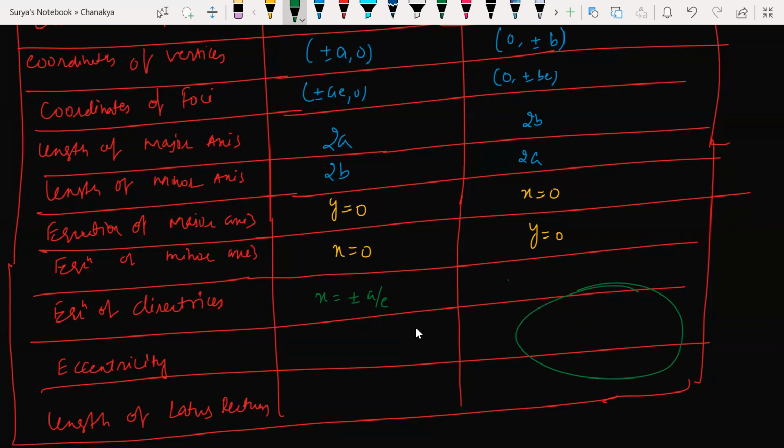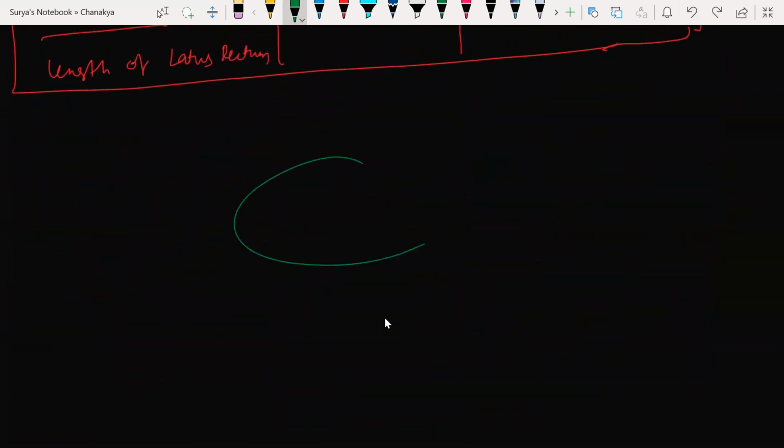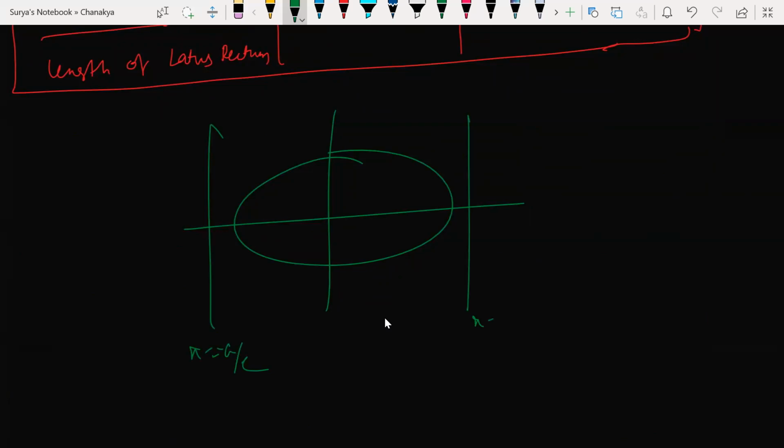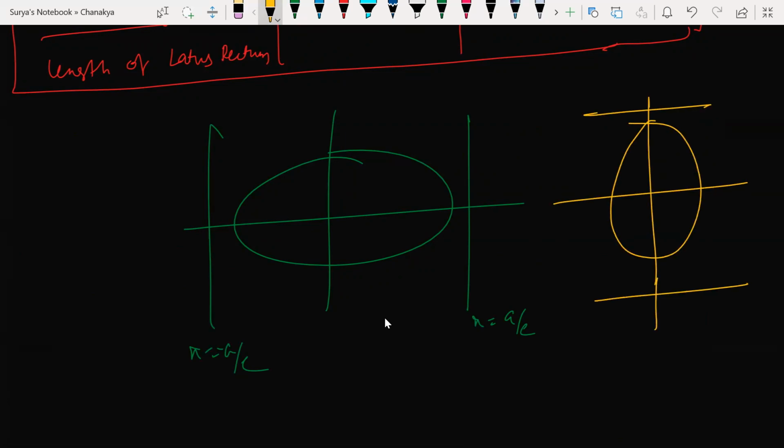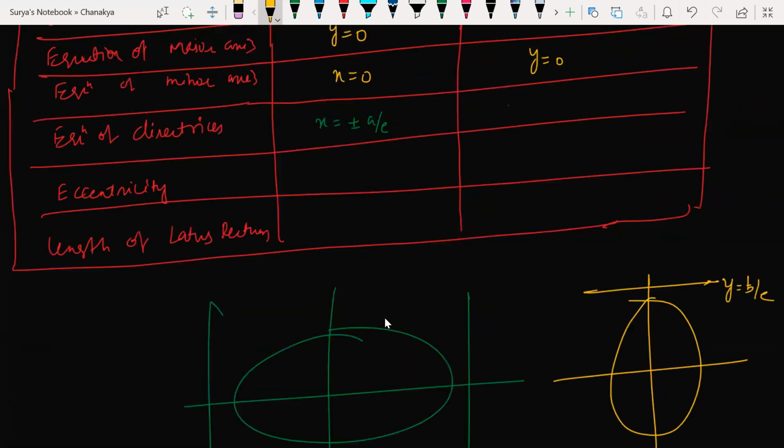Look at this, guys. This is my ellipse and these are the directrices, whose equation I told you is x equals minus a by e and x equals plus a by e. This is for the horizontal ellipse. If I talk of the vertical ellipse, this is what my directrices are: y equals b by e and y equals minus b by e, since here b represents the length as a did before. That is what I am writing here: x equals plus or minus a by e, and y equals plus or minus b by e.